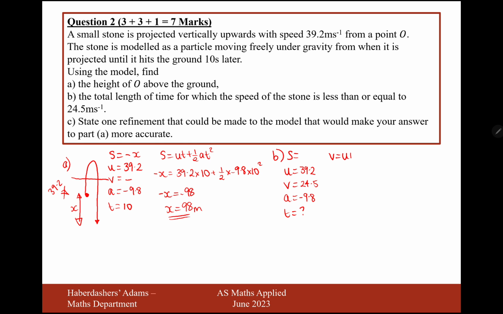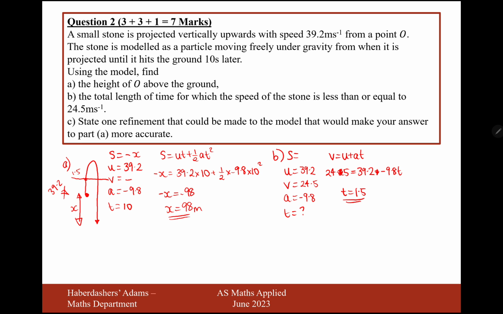So v equals u plus at. So we want to find out when it's 24.5 meters per second. When it starts at 39.2, add, we'll just subtract minus 9.8 t. So let's work that out. The time that it will hit 24.5 meters per second: 24.5 minus 39.2 divided by minus 9.8. And that gives us t equals 1.5. So that's the first time that it reaches a speed of 24.5.